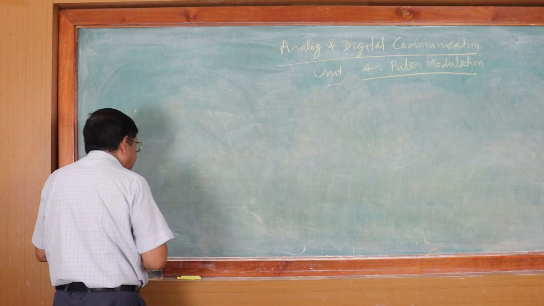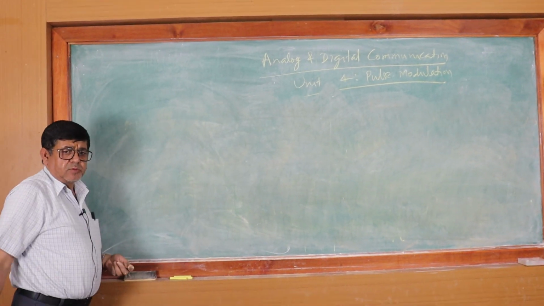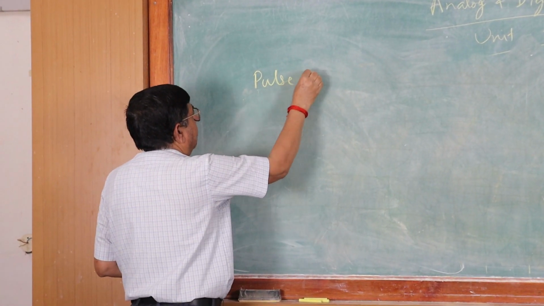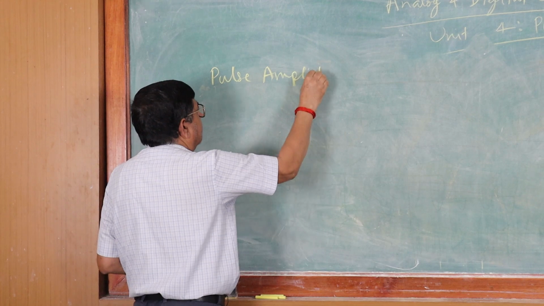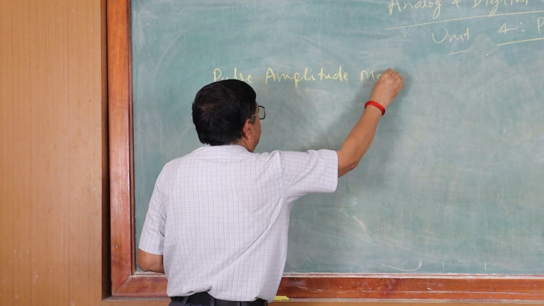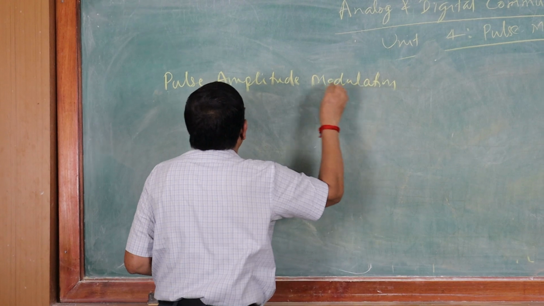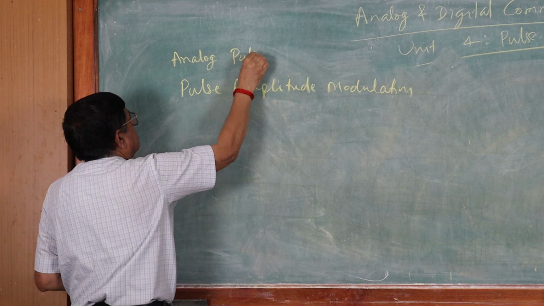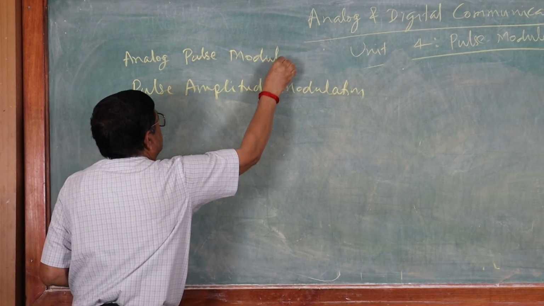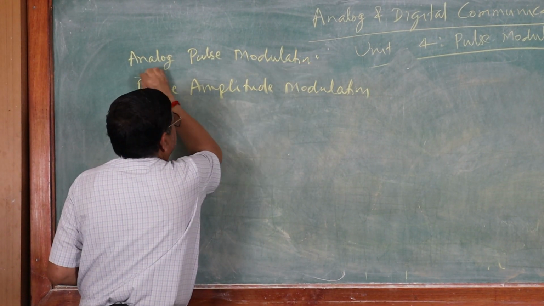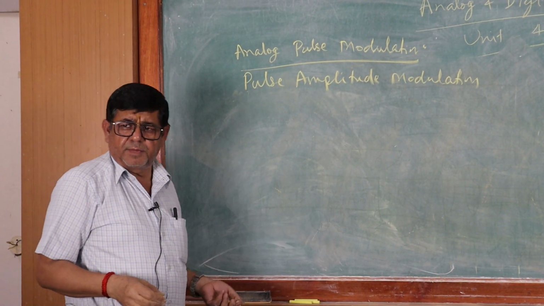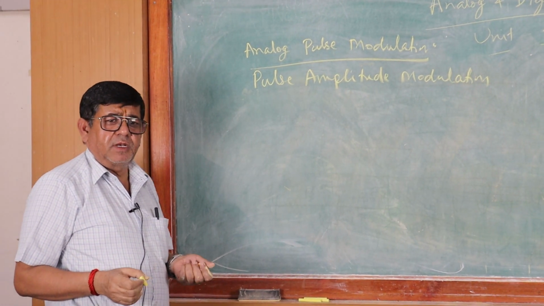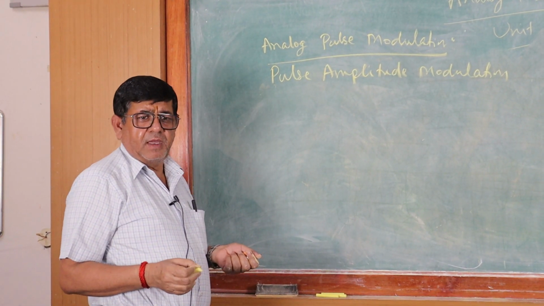Okay, so now coming to analog pulse modulation, in which we have pulse amplitude modulation. This is under the analog pulse modulation technique. Can anybody tell? Because you have already performed the practical on pulse amplitude modulation. You have already done an experiment, experiment number... PAM you have not done.